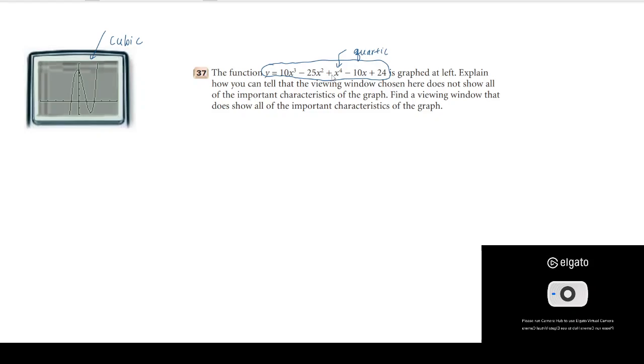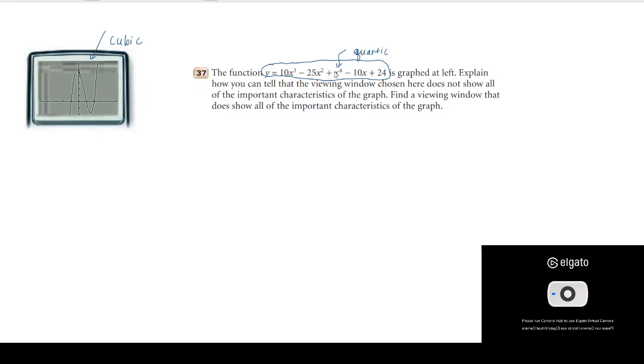And its leading coefficient is positive 1. So what that means is that there's a portion of the graph that is not showing in this graphing calculator's window. So it says, explain how you can tell that the viewing window chosen here does not show all of the important characteristics of the graph. Find a viewing window that does show all of the important characteristics of the graph.